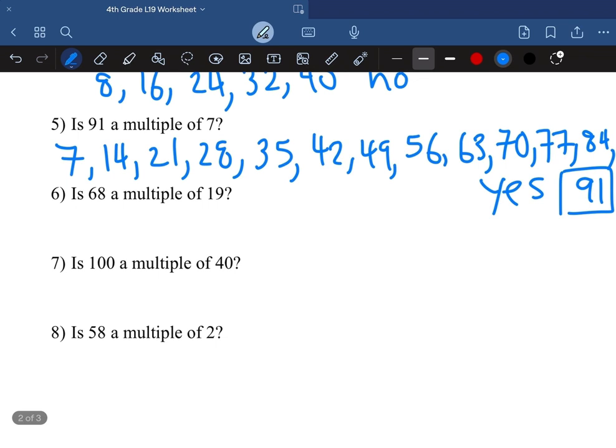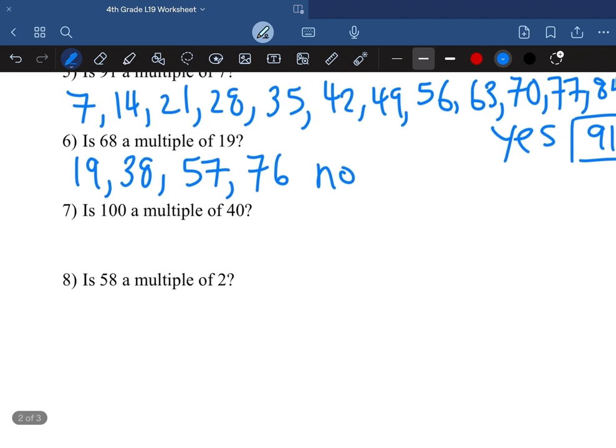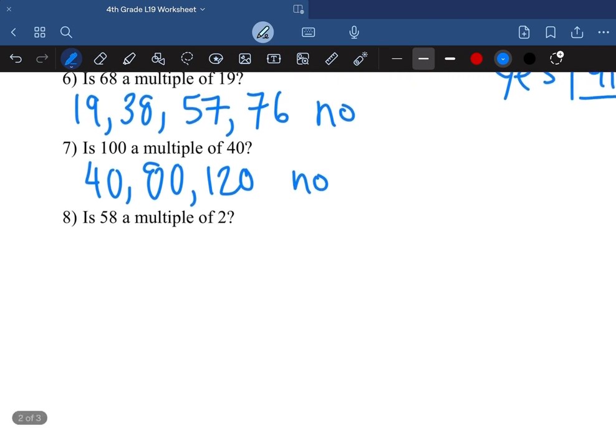Number 6, is 68 a multiple of 19? So 19, 38, 57, and 76. So 68 is not a multiple of 19. Number 7, is 100 a multiple of 40? Again, we're going to list it out. 40, 80, 120. We don't see 100 in any of those, so 100 is not a multiple of 40.